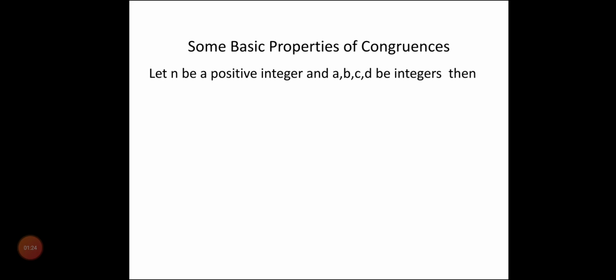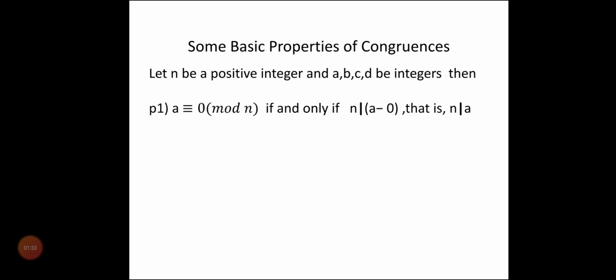The first property: n is a positive integer and a, b, c, d are any integers. The first property I have denoted by P1, because from here onwards whenever we have to recall any of these properties, I will just say recall property P1, recall property P2 and so on. So you should be able to recall it. So P1 is the first property.